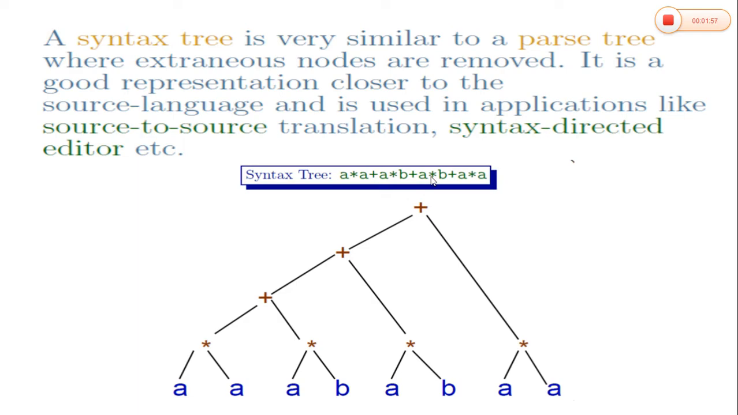Now next is A asterisk B. So this node is representing A asterisk B, and this node is representing A asterisk A. So A asterisk B is also added. So this A asterisk B is added to the previous expression A asterisk A plus A asterisk B, and finally this is also added. A asterisk A is added to the previous expression. So this is the syntax tree corresponding to this particular expression.